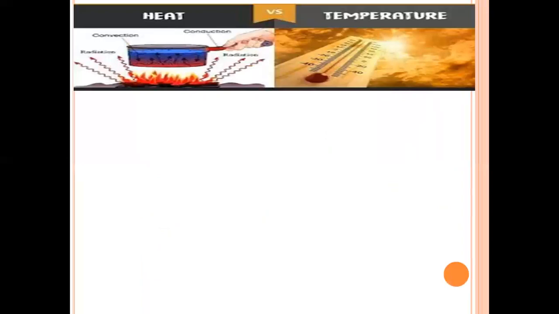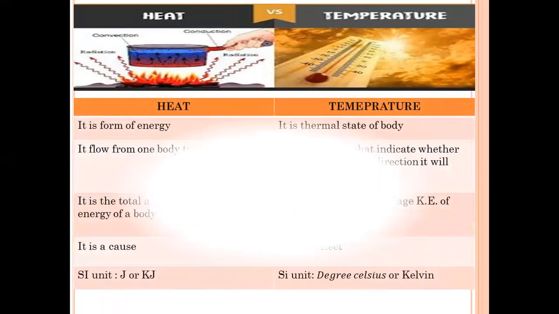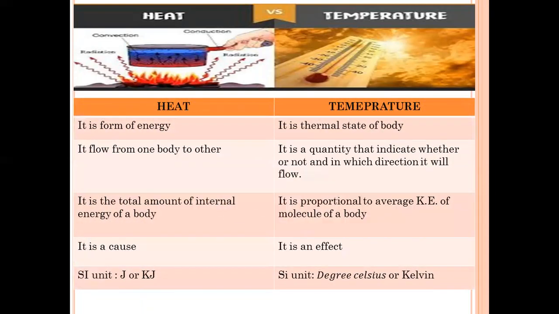So let us first discuss the difference between heat and temperature. As we know, heat is one form of energy, whereas temperature is the thermal state of the body. Heat flows from one body to another body, whereas temperature is the quantity that indicates whether or not, and in which direction, it will flow. Heat is nothing but the amount of internal energy of the body, whereas temperature is proportional to the average kinetic energy of the molecules of the body. Heat is the cause, whereas temperature is an effect.